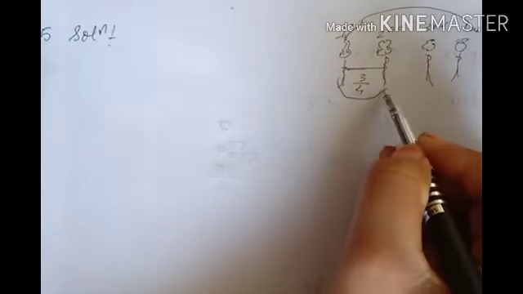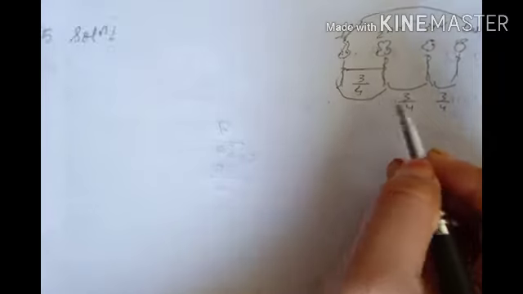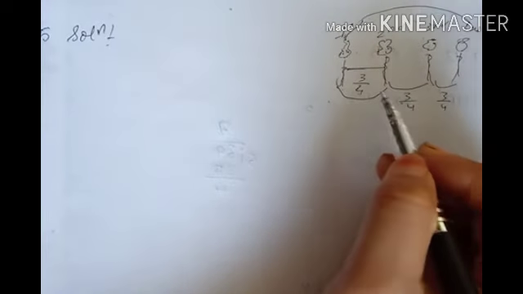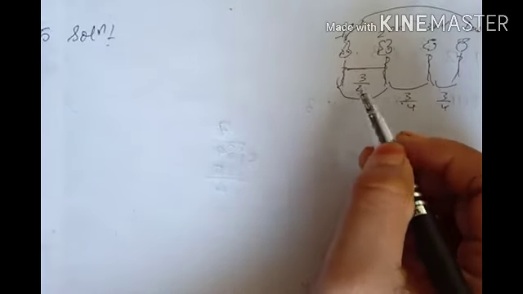Now you have to find the distance from here to here. From here to here is how much? 3 upon 4. From here to here also 3 upon 4. From here to here also 3 upon 4. That means how many 3 upon 4 are there? 3 are there, isn't it? So to find the distance you have to multiply 3 upon 4.